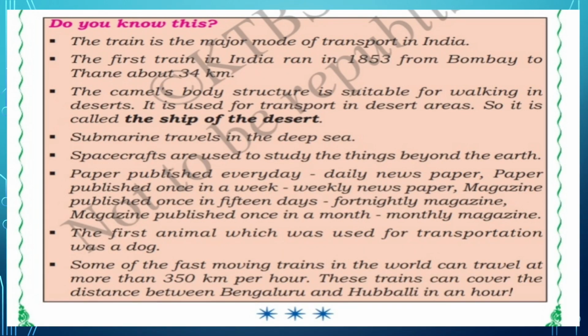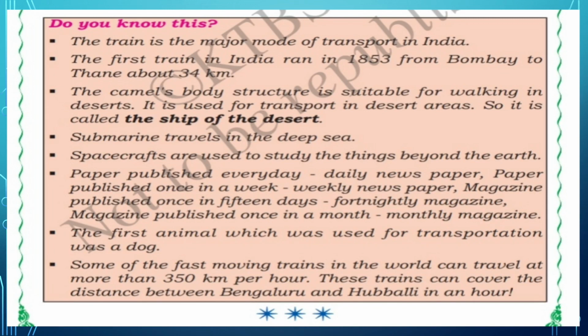The first animal which was used for transportation was a dog. We told that ox, horse, elephant, camels, all these animals are used as transporting vehicles. But the first animal used by people for transportation was the dog.